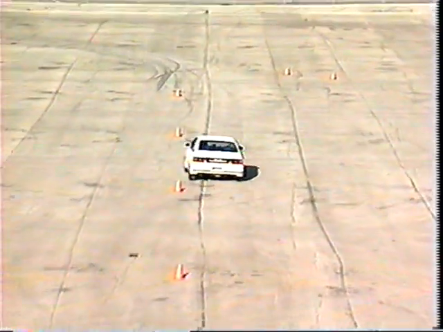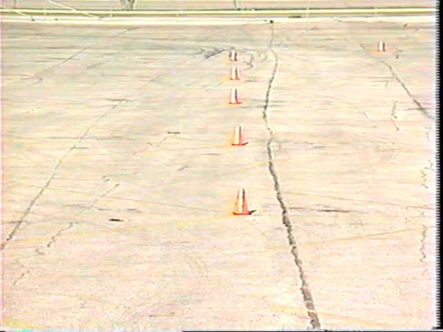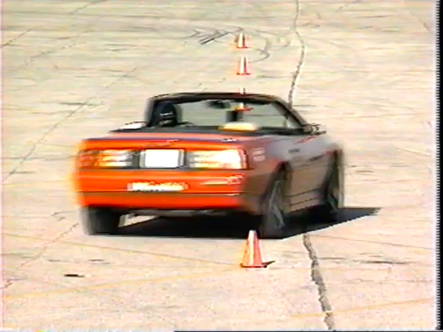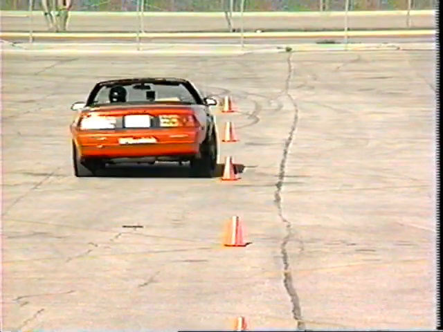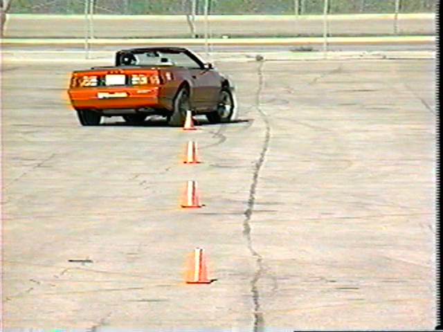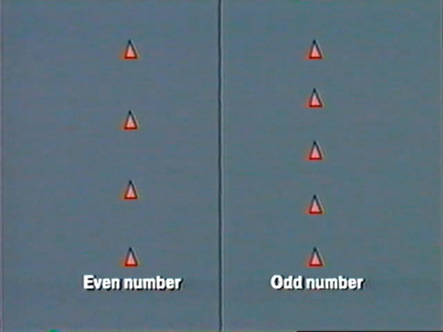Here we have a 5-cone slalom, and it's optional as to which side we go on. If there is a pylon laying down, pointing toward one side or the other, you must take it. But in this case, it's optional. To figure out where to put the car, many people start at the last pylon and count backwards. Try this trick. Count the number of pylons in the slalom.